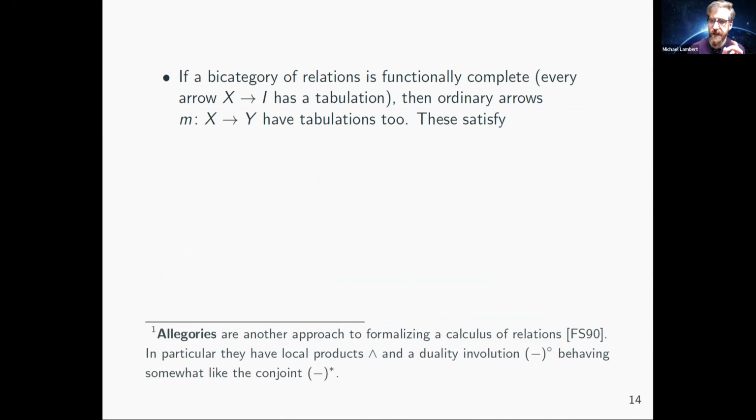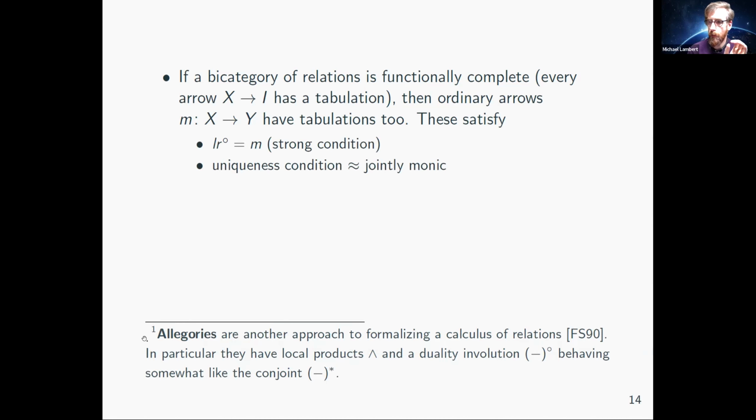We said that functionally complete in a bicategory of relations means that arrows to the identity for the tensor have tabulations. It turns out that from this assumption, in fact, every arrow in the functionally complete bicategory of relations has a tabulation. And these satisfy very familiar, well, now familiar looking properties. They're both strong and monic in a certain sense.